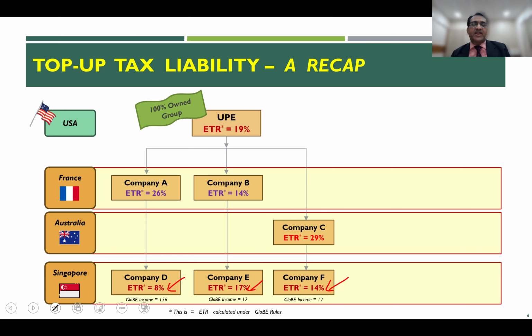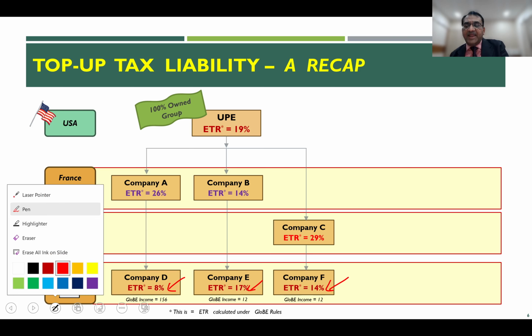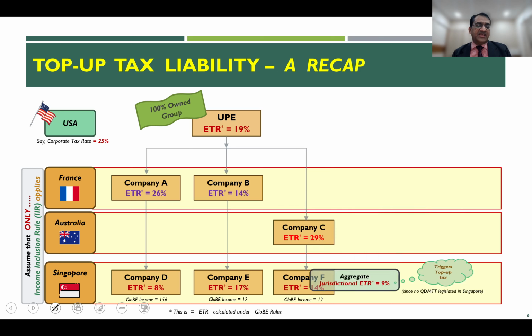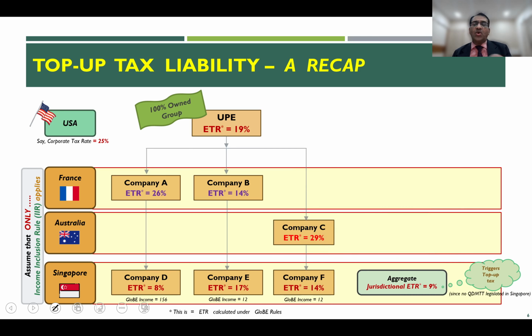And therefore, for effective rates of 8%, 17%, and 14%, the blended jurisdictional ETR for this jurisdiction would be 9%. Now, obviously, if you compare this 9% with the minimum threshold of 15%, there is a shortfall. That shortfall would trigger the top-up tax arising out of operations in Singapore.